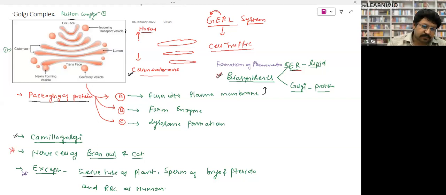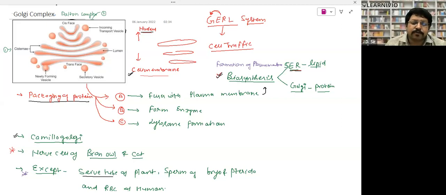Then look, what is the function of this organelle? The main and primary function of this organelle is packaging of protein. It takes the protein from the rough endoplasmic reticulum, then modifies and packs them. After packing them, it releases three kinds of vesicles. The protein enters from here, and when it comes out from here, it comes out as three vesicles. After packing them, it makes three kinds of vesicles, A, B, and C.